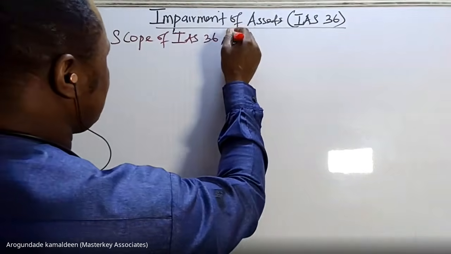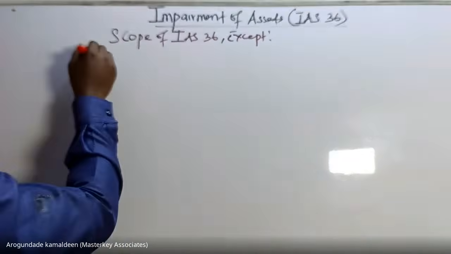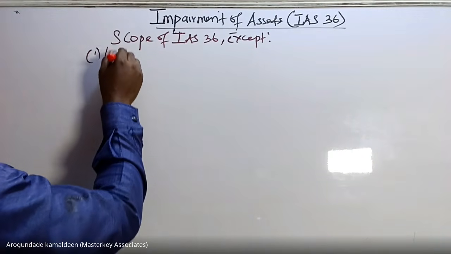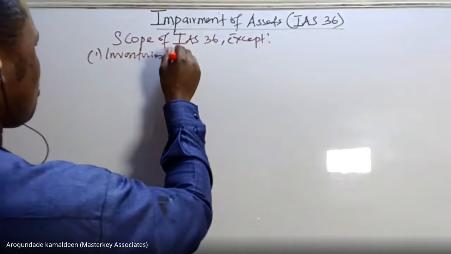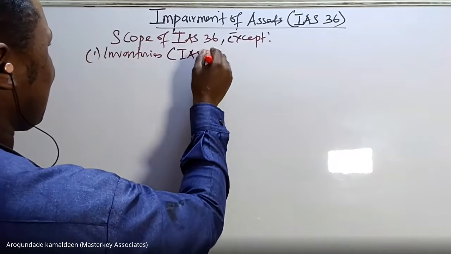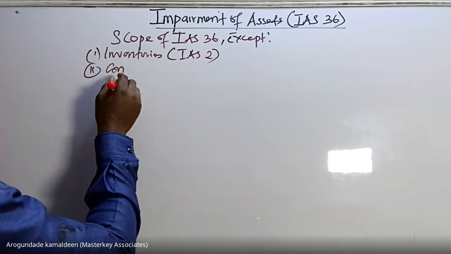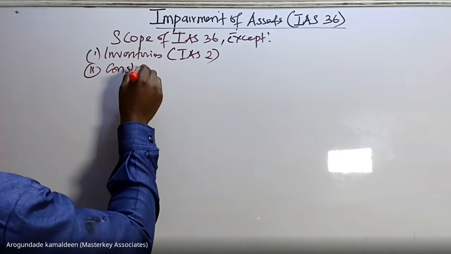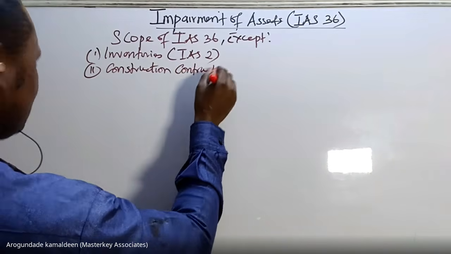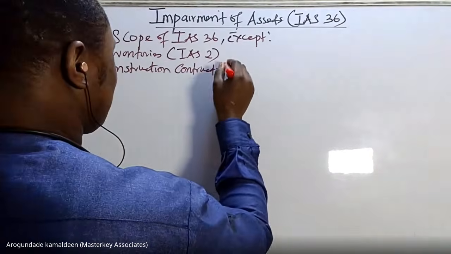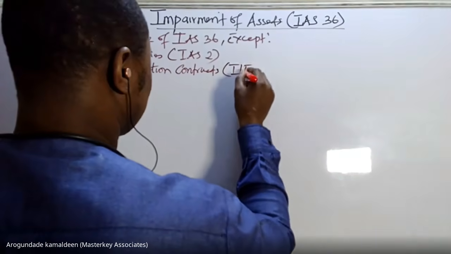Except these. One, inventory. Inventory is not covered by this standard; it is covered by IAS 2. Also, you have construction contract, that is the contract assets, IFRS 15.